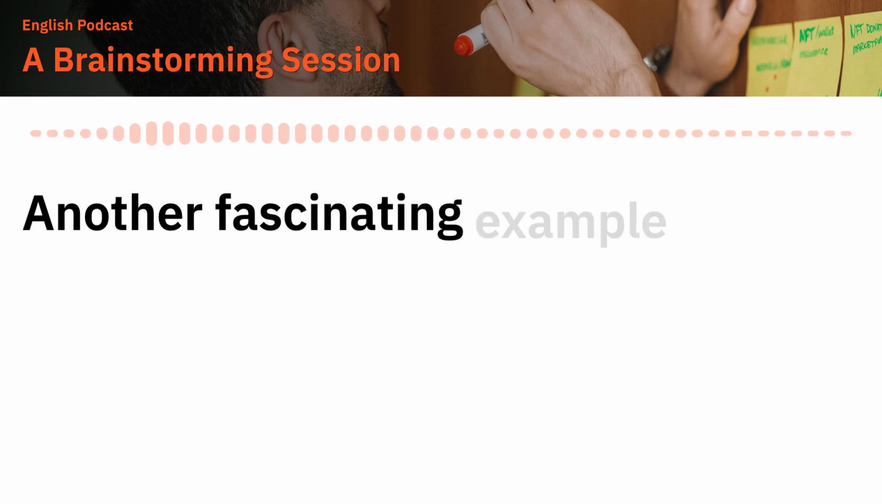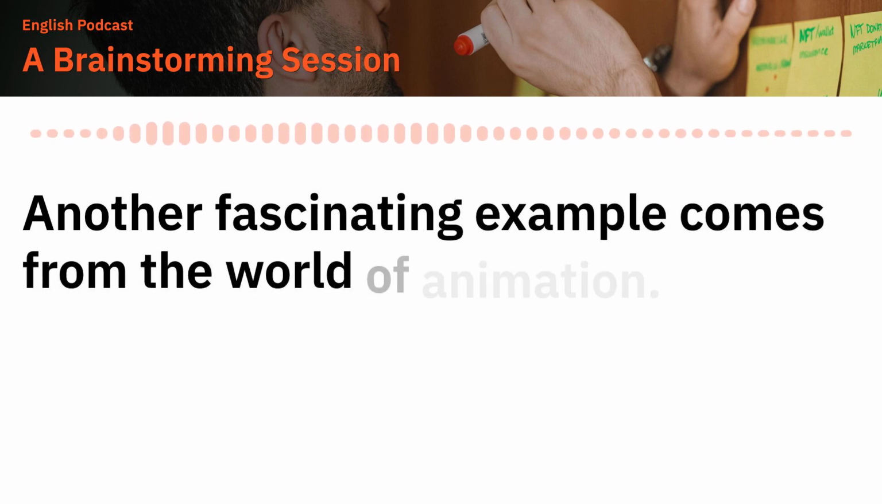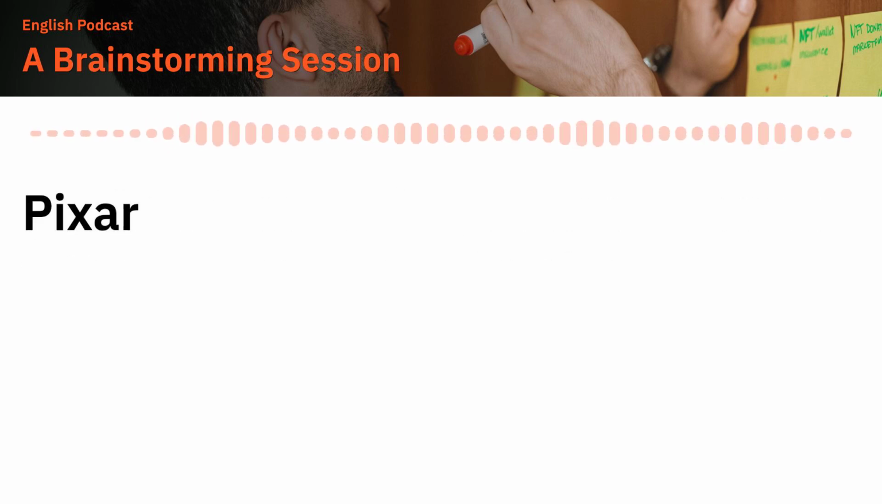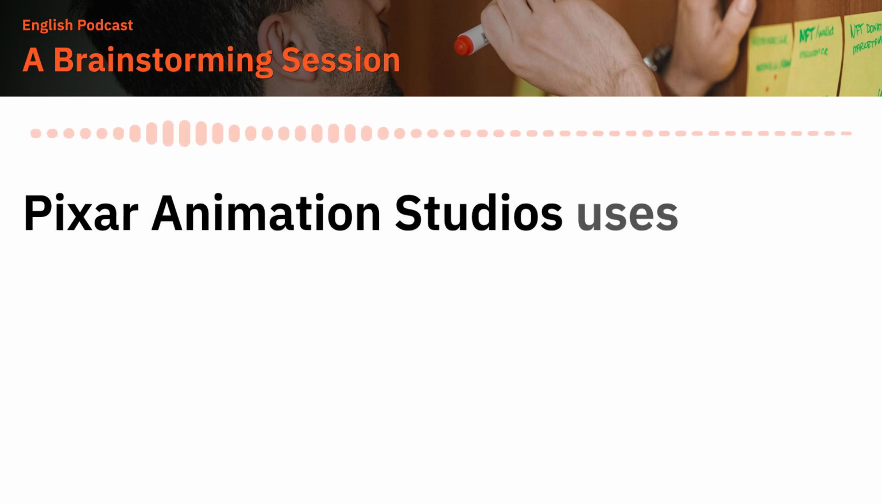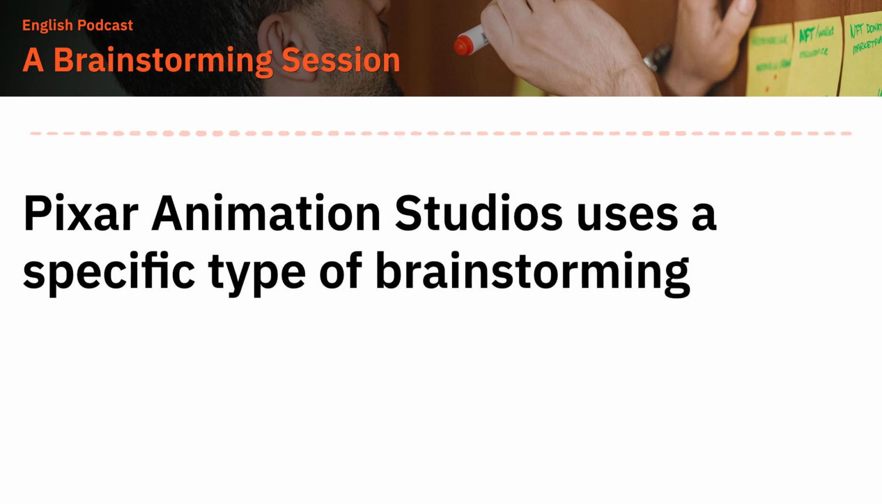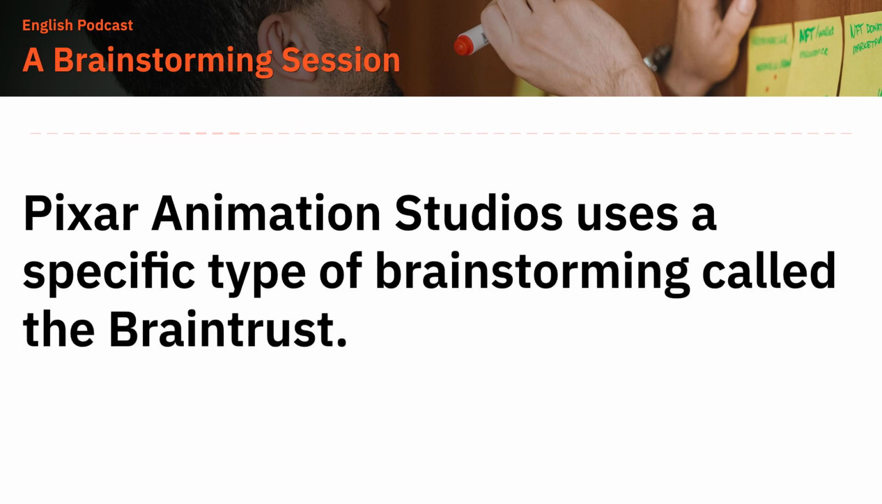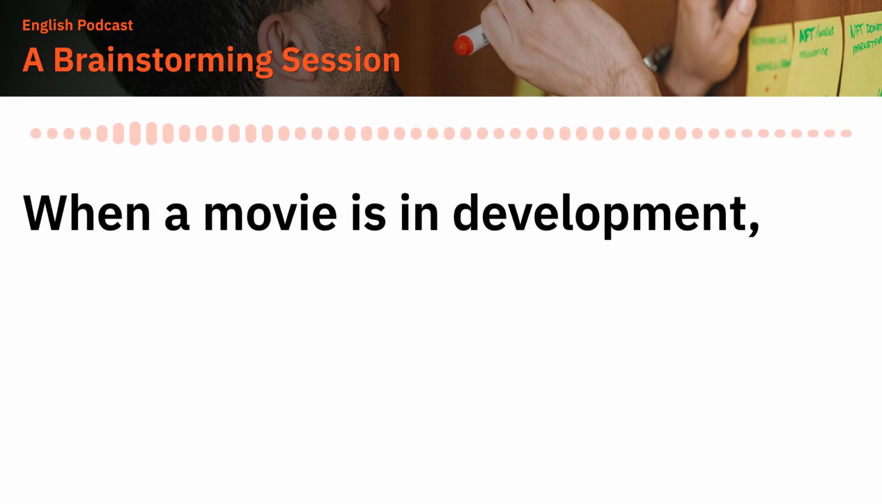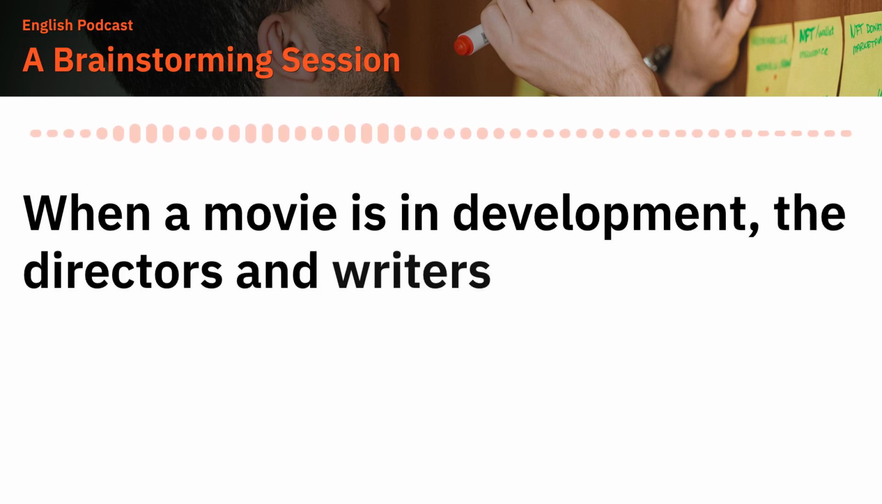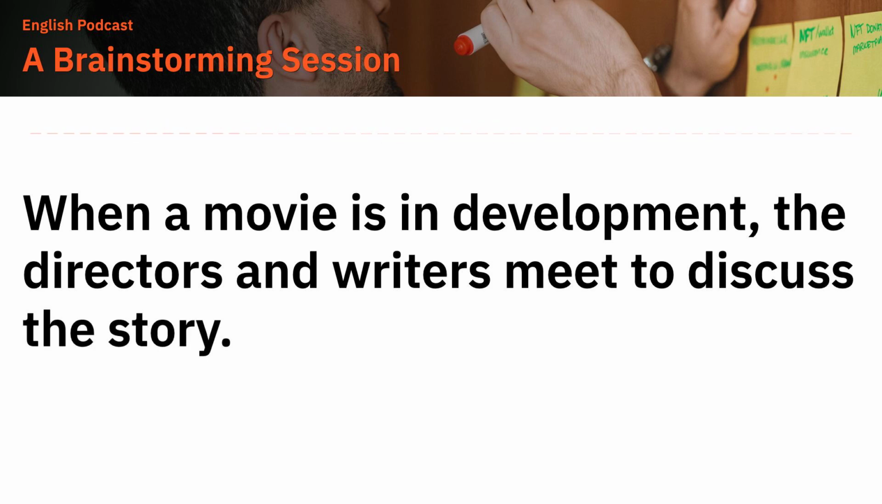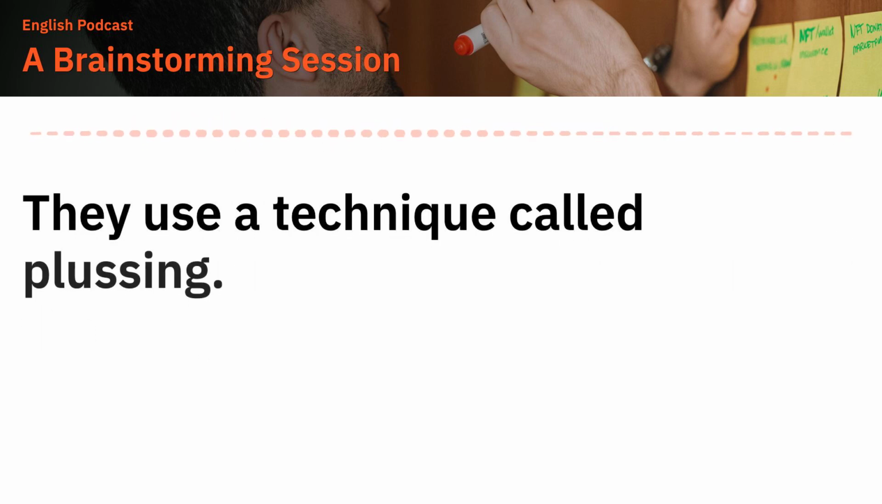Another fascinating example comes from the world of animation. Pixar Animation Studios uses a specific type of brainstorming called the brain trust. When a movie is in development, the directors and writers meet to discuss the story. They use a technique called plussing.